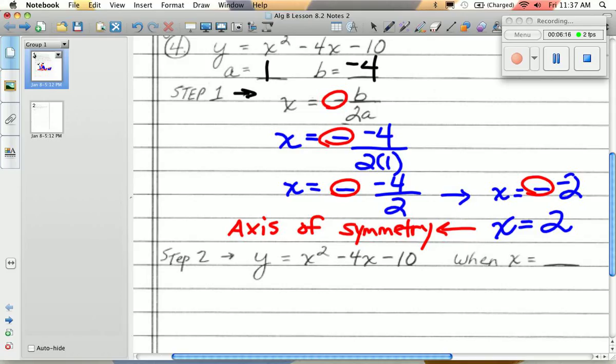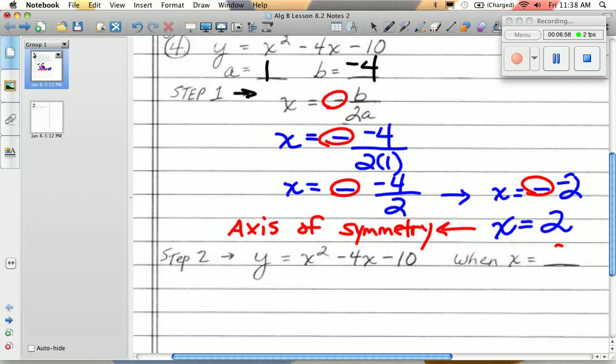Well, if that is our axis of symmetry, what did we just say a little bit ago about the axis of symmetry always going through the vertex? So then what do we now know? What does this also tell us? That's where the vertex is. It's going to go through the vertex. That's our x value of our vertex, isn't it? So we're basically saying we have now found the x value of the vertex.